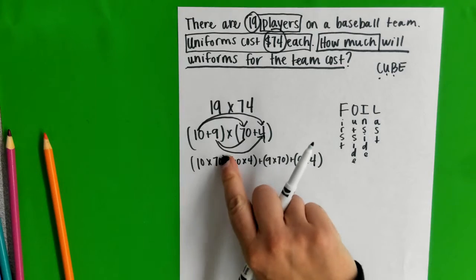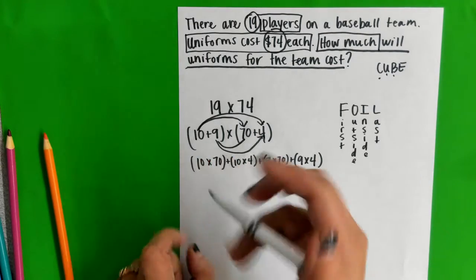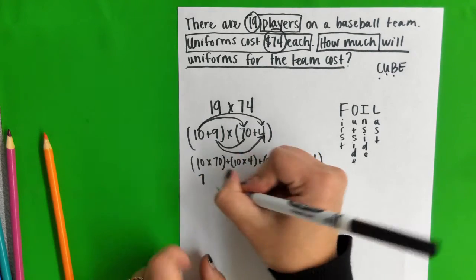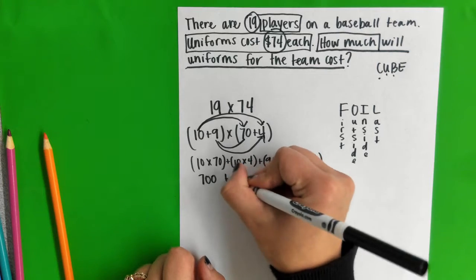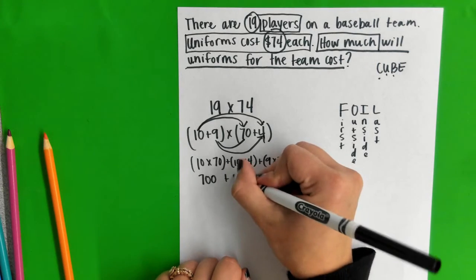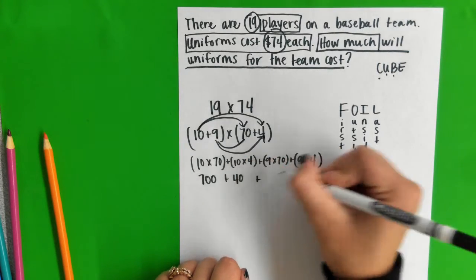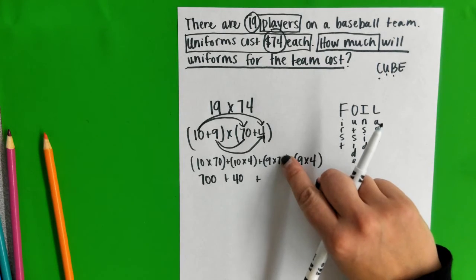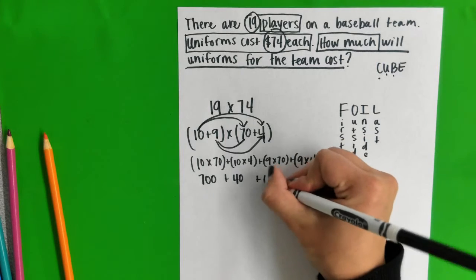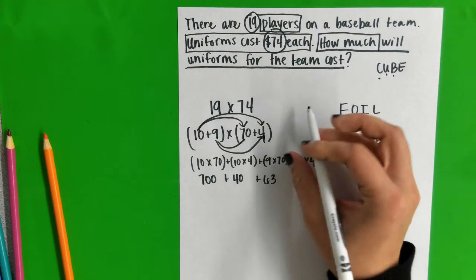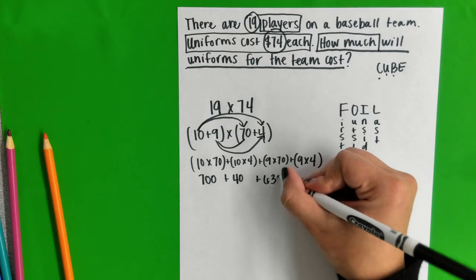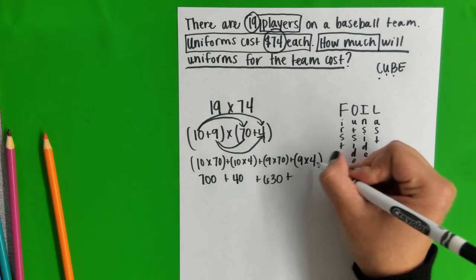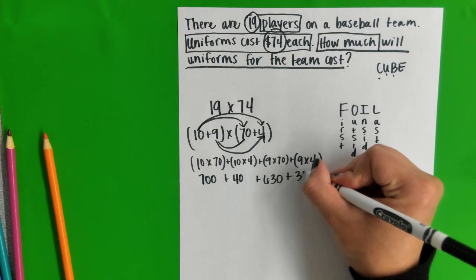10 times 70, cover my zeros. I have 1 times 7, which is 7. Uncover 2 zeros, add 2 zeros. 10 times 4 is 40. 9 times 70, I don't know that, but I can cover my 0. And 9 times 7 is 63. And I can uncover a 0, add a 0. And then 9 times 4 is 36.